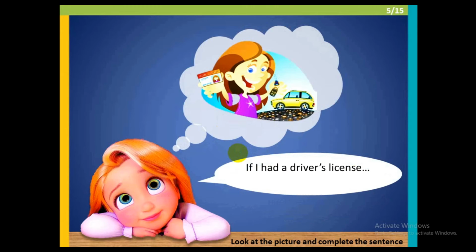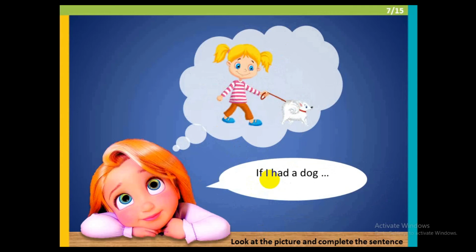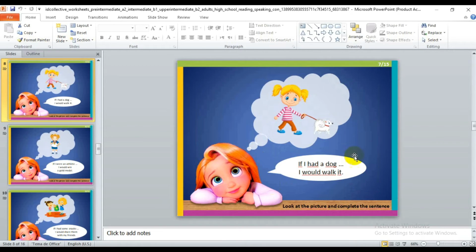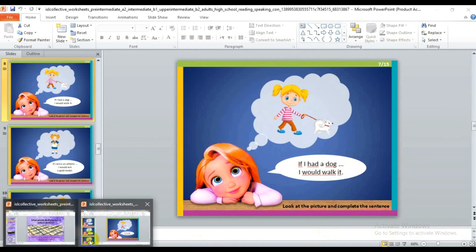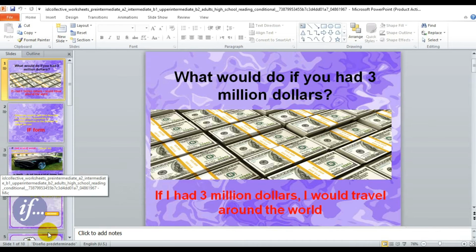If I had a lot of money, if I had a driver's license, I would drive a car. If I had a cat, I would feed it. If I had a dog, I would walk it. Now I think it's easy for us to use the second conditional if, but we will try to revise quickly about the form.